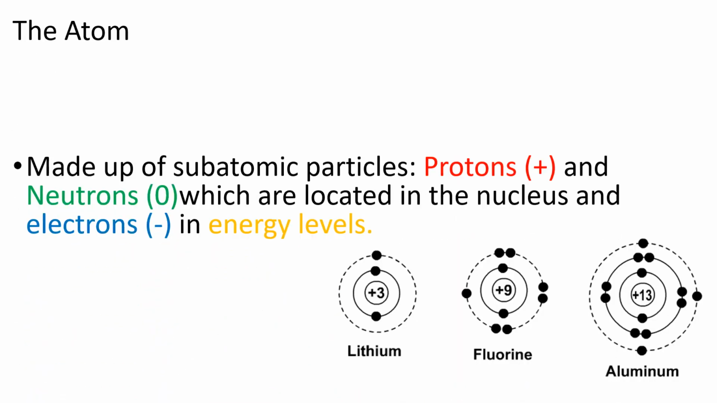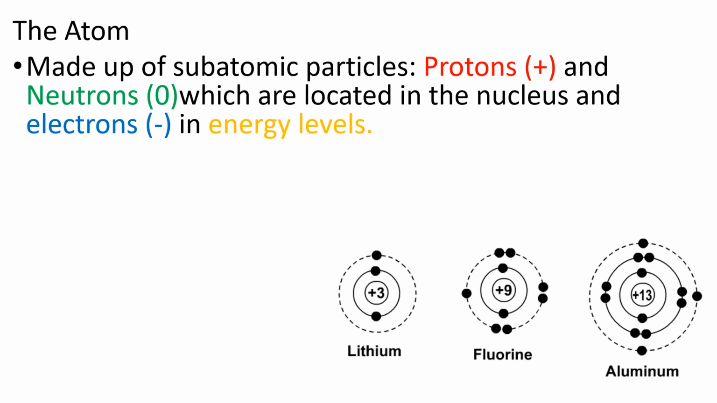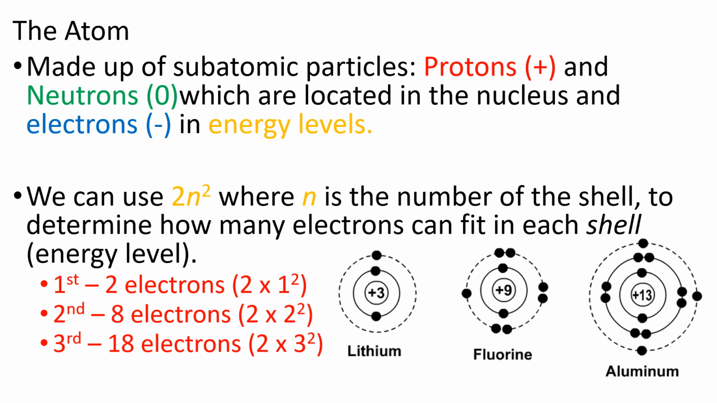So the atom. The atom is made of subatomic particles: protons, which are positive, neutrons, which are neutral, and they're located in the nucleus, and electrons, which are negative, in energy levels. So we can use 2n squared, where n is the number of the shell, to determine how many electrons can fit in each shell. So our first shell can hold 2 electrons, our second shell can hold 8 electrons, and our third shell would be able to hold 18 electrons.